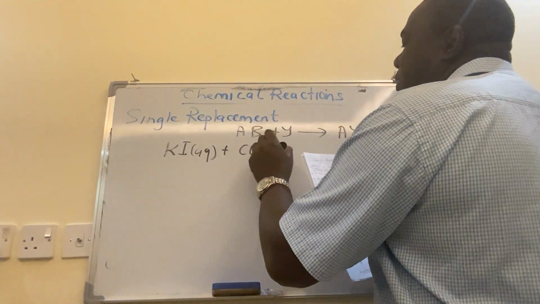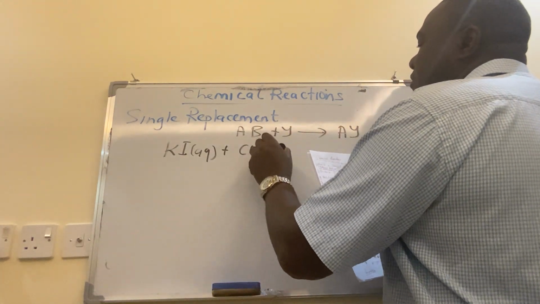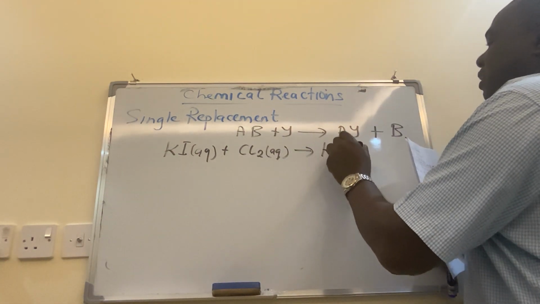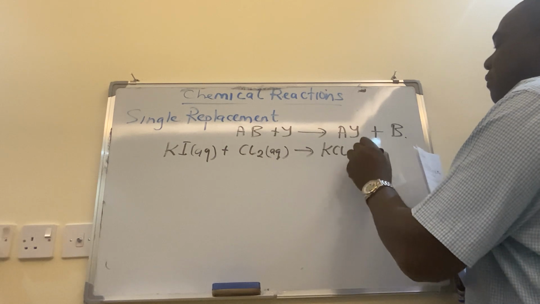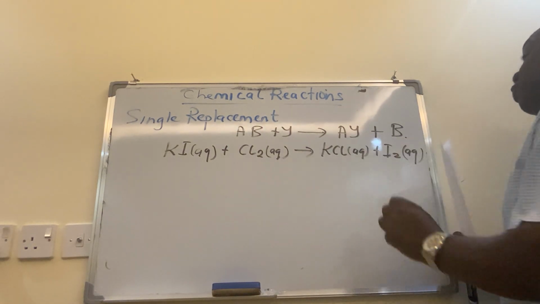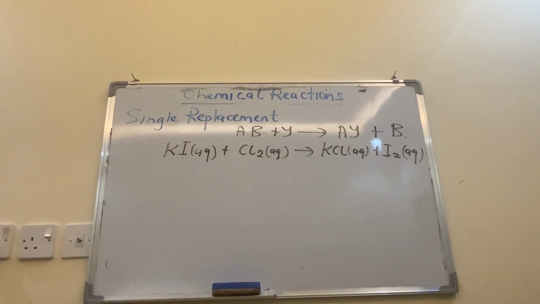We can have our chlorine also dissolved in water. We have chlorine aqueous. And at the end of the day, we'll have potassium chloride aqueous, and then we have iodine, which is a purple solution. Right, let's look at what has happened here. You can see that your Cl has actually displaced, or replaced, our iodine.